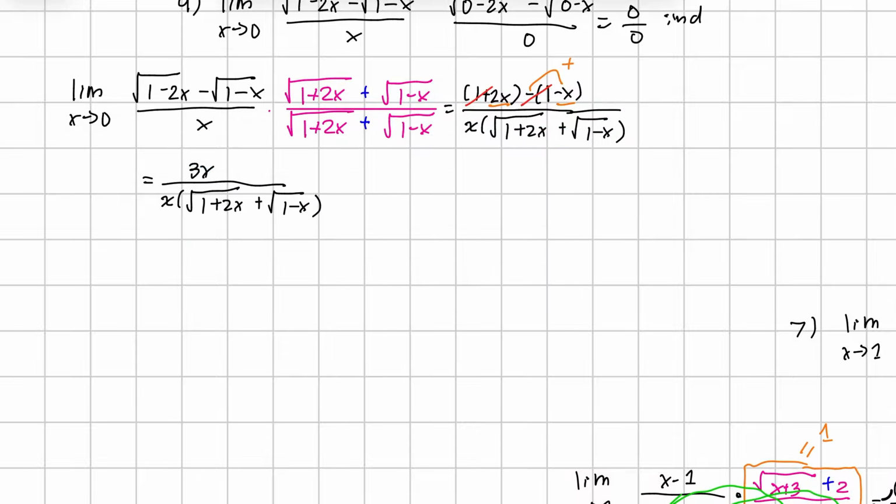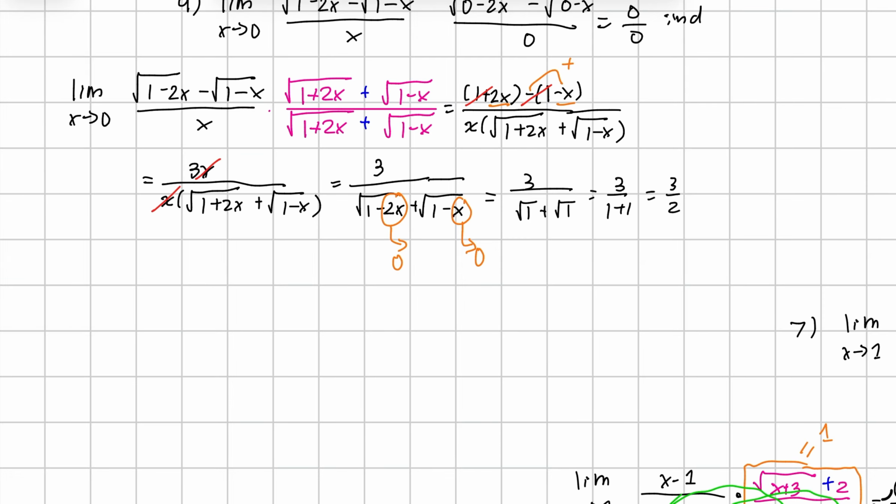Next, we can cancel out some things. We can cancel out the x. We get 3 over the root of 1 plus 2x plus the root of 1 minus x. Now we see that as x approaches 0, as we get smaller and smaller values, this is going to go to 0. And then this is also going to go to 0 as you keep plugging in values that are closer to 0. So then you're ending up with just 3 over the root of 1 plus the root of 1, aka 3 over 1 plus 1, aka 3 over 2.